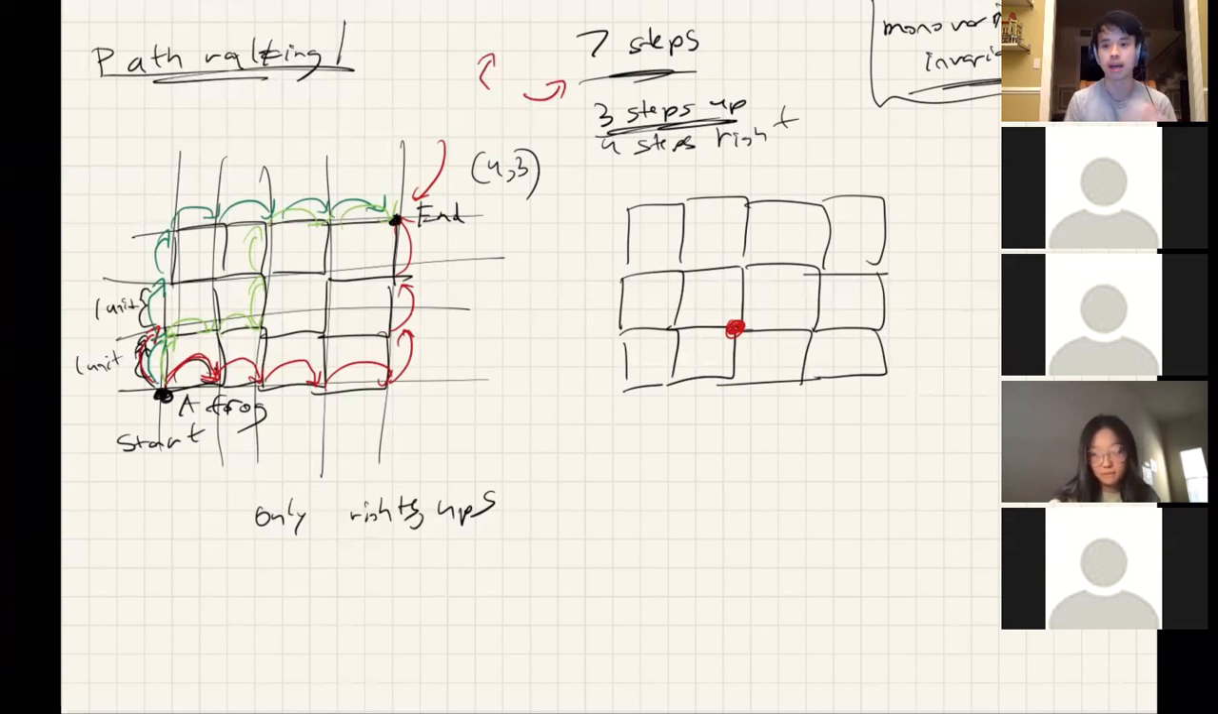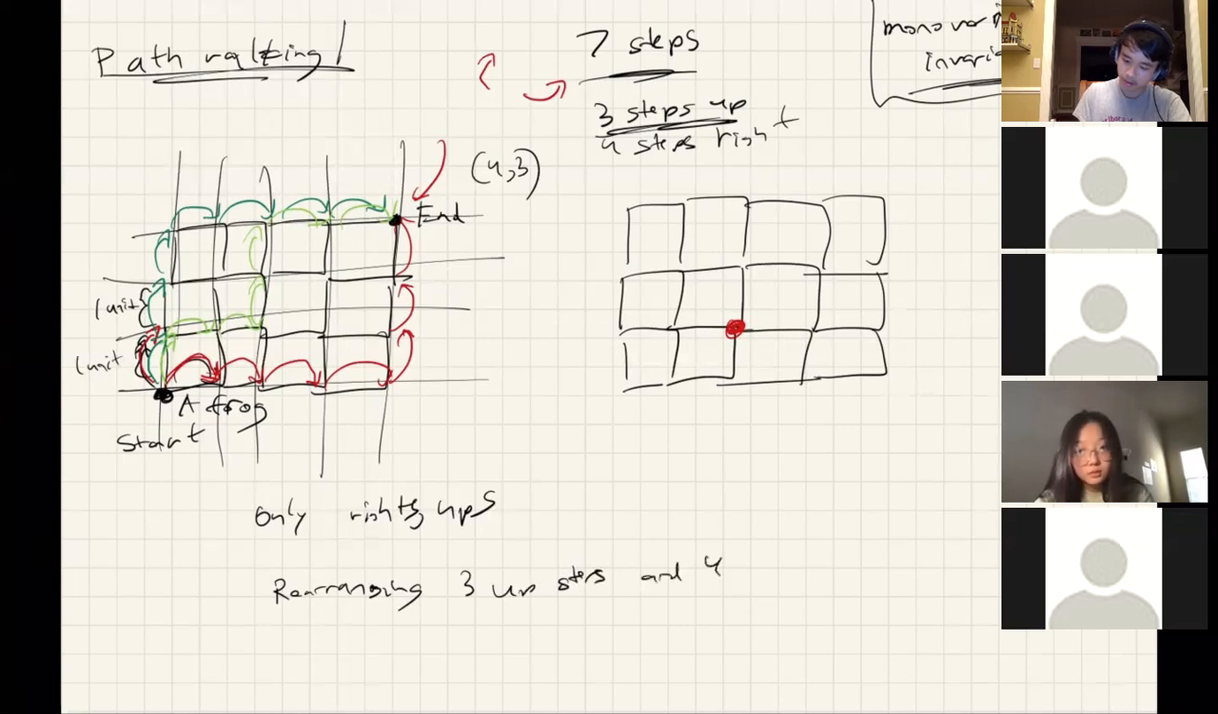What distinguishes the paths, what makes the paths different from each other, is the order in which he does these up and right steps. But the number of up steps is always the same, and the number of right steps is also always the same. So we can think of it as rearranging 3 up steps and 4 right steps, right? We're arranging 3 up steps and 4 right steps.